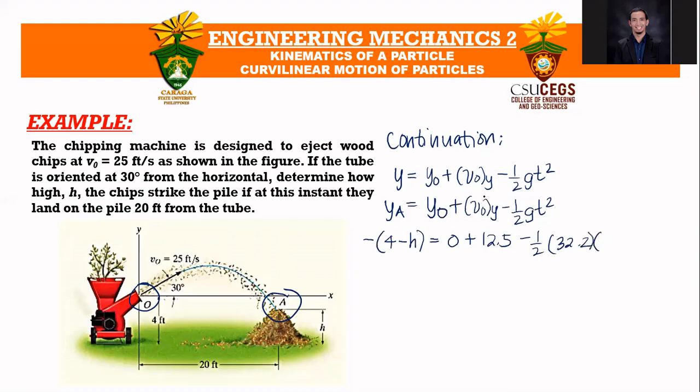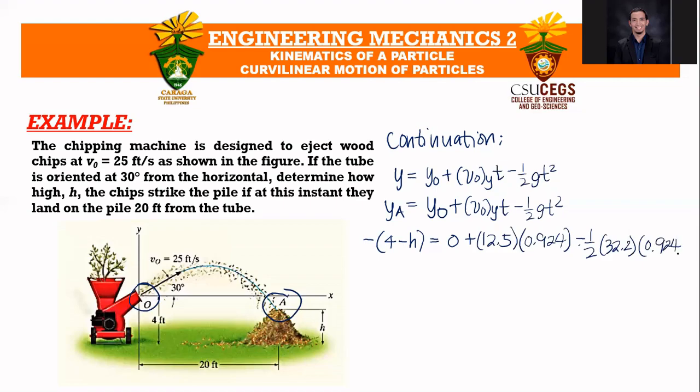times the, I forgot the time here. So this is time minus 1/2 gt squared. So ang time nato was 0.924 minus 1/2, 32.2 is our gravity. And the time is again 0.924 squared. So we can solve the height h.